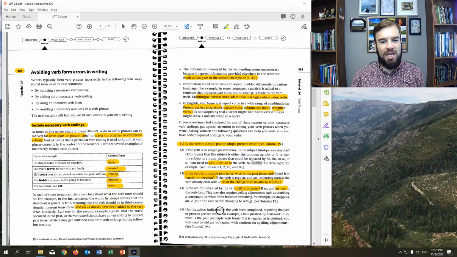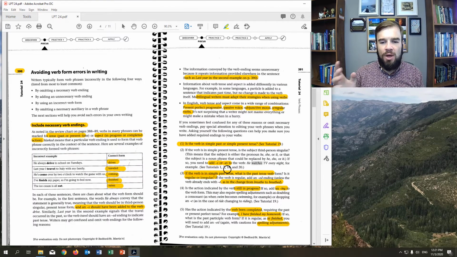5. Has the action indicated by the verb form been completed, requiring the past or present perfect tense? For example, I have finished my homework. If so, what is the past participle form of the verb? If it is a regular past participle, like in finished, you just need to add an ed. Again, there might be some spelling adjustments necessary as well.